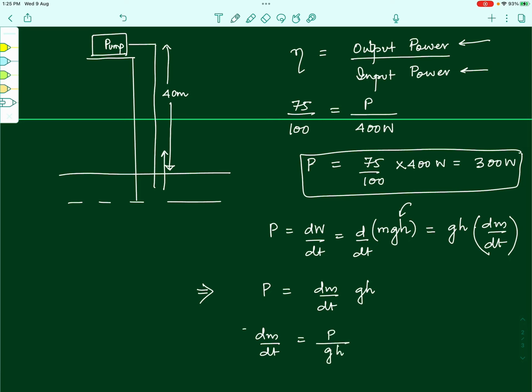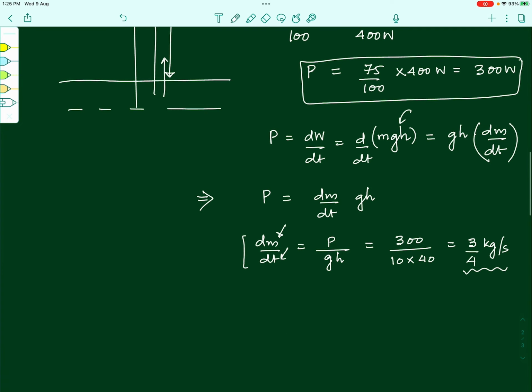So, we can find out the amount of mass of water pumped up per unit time in terms of the power, g and h, which we can find out. We know all the three. 300 watts of power, g let us take as 10, height is given to be 40, and this comes out to be 3 by 4. What will be the units? Mass per unit time. In SI units it will be kg per second. So, what this expression is telling us is that the pump is able to pump up 3 by 4 kgs of water per second.